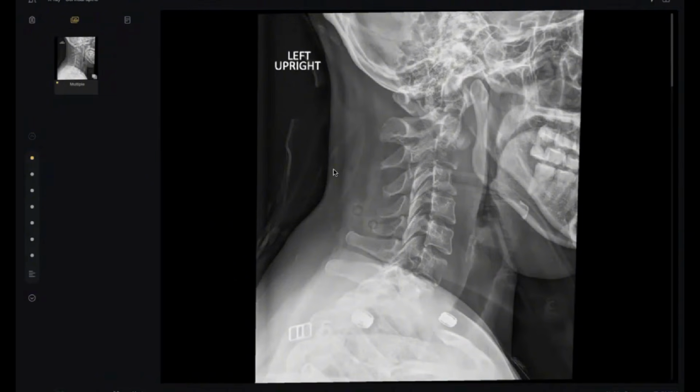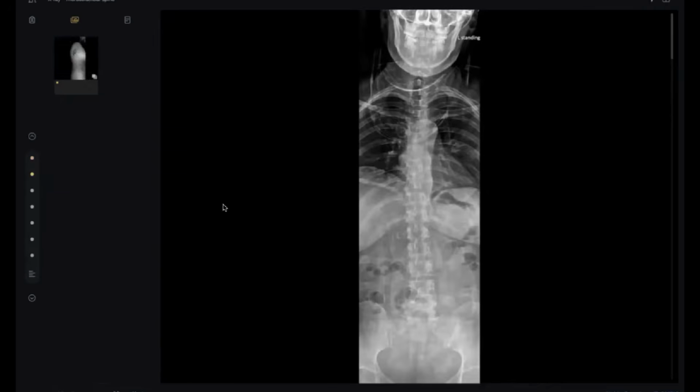Okay, so because of the widening and the lesions in the vertebral bodies, I would like to proceed with CT to evaluate this further. But this patient has a whole spine X-ray. What do you think? Okay, I see soft tissue opacity at the left paravertebral region.